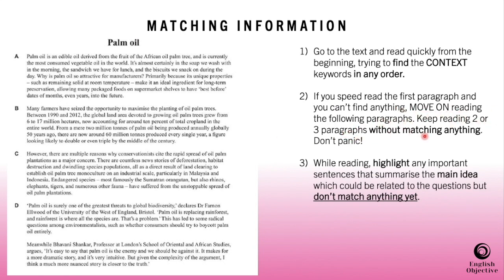So the technique that we're using here is to read everything but fast, just trying to find any kind of keywords, context keywords. So keep reading 2 or 3 more paragraphs and try not to go and look at the questions. Just read 2, 3 paragraphs, A, B, C, without matching anything. Don't panic. Highlight some sentences in the text without matching anything yet. So we go from the beginning, but I need to try to read not every single word. Reading fast means that I'm able to keep the main information, but I'm not paying attention to every single word. Okay? So I just need to move my eyes fast.